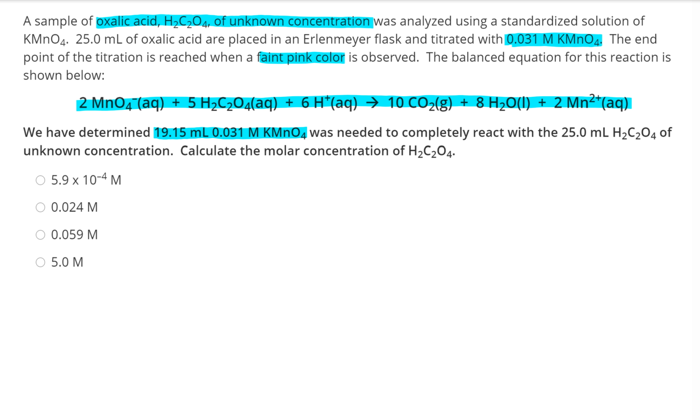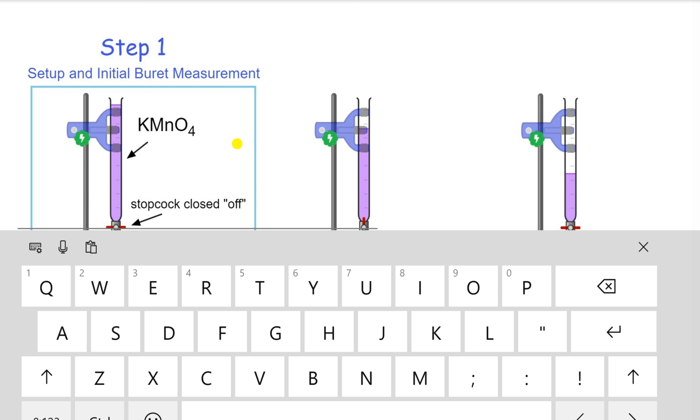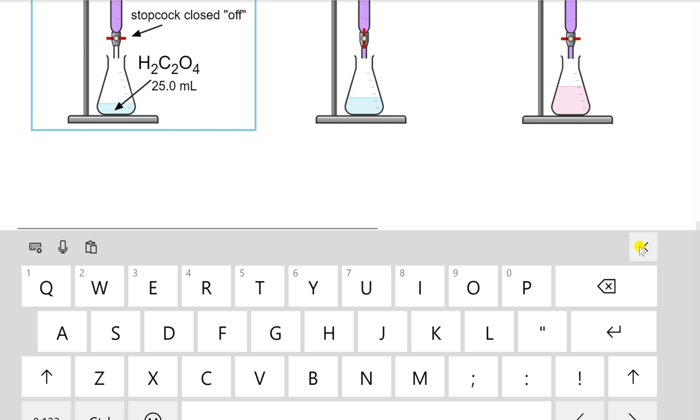But before we dive into the calculations, I just want to give you a brief overview, a reminder of what's going on here. In step 1 of a titration, you have your burette filled with your titrant. In our case, our titrant is this potassium permanganate. It's this purplish solution, so that's why it's colored purple here in the burette. Notice here that this stopcock is closed. It's this little turnable valve, and when it's horizontal, flat, it is in the off position. No solution is going to run out of that burette.